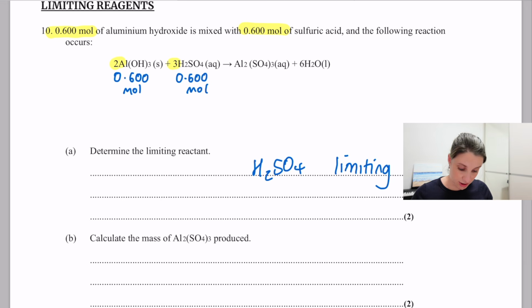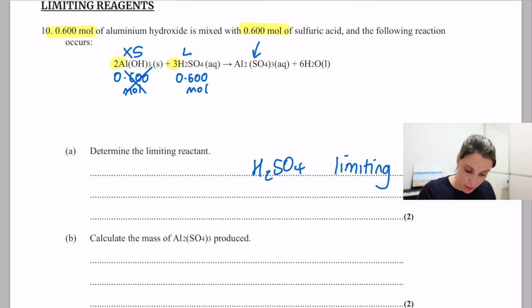Okay, so the next part of the question says calculate the mass of aluminium sulfate produced. So that's this one here, the aluminium sulfate that we care about. Remember that the sulfuric acid is limiting, so I'm going to put an L there to remind me that that's limiting, which means that the aluminium hydroxide is in excess. If it's in excess, I can't really use the number of moles there because it's going to be too many, there's no point in using that number. So we're going to stick with using the moles of our limiting reagent.